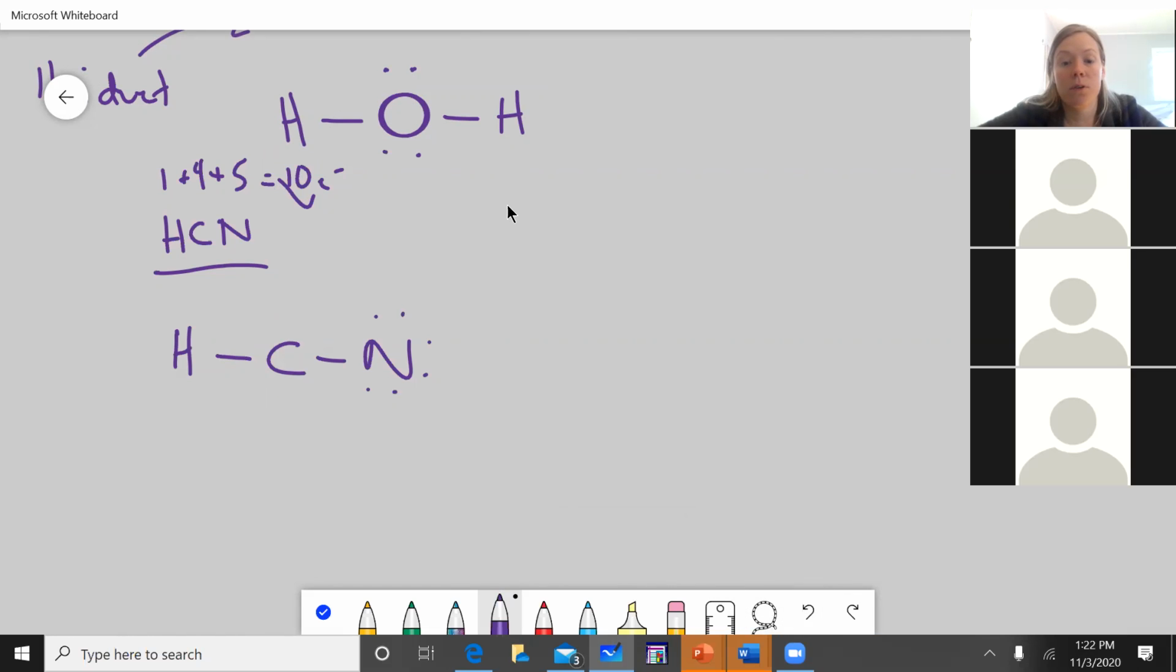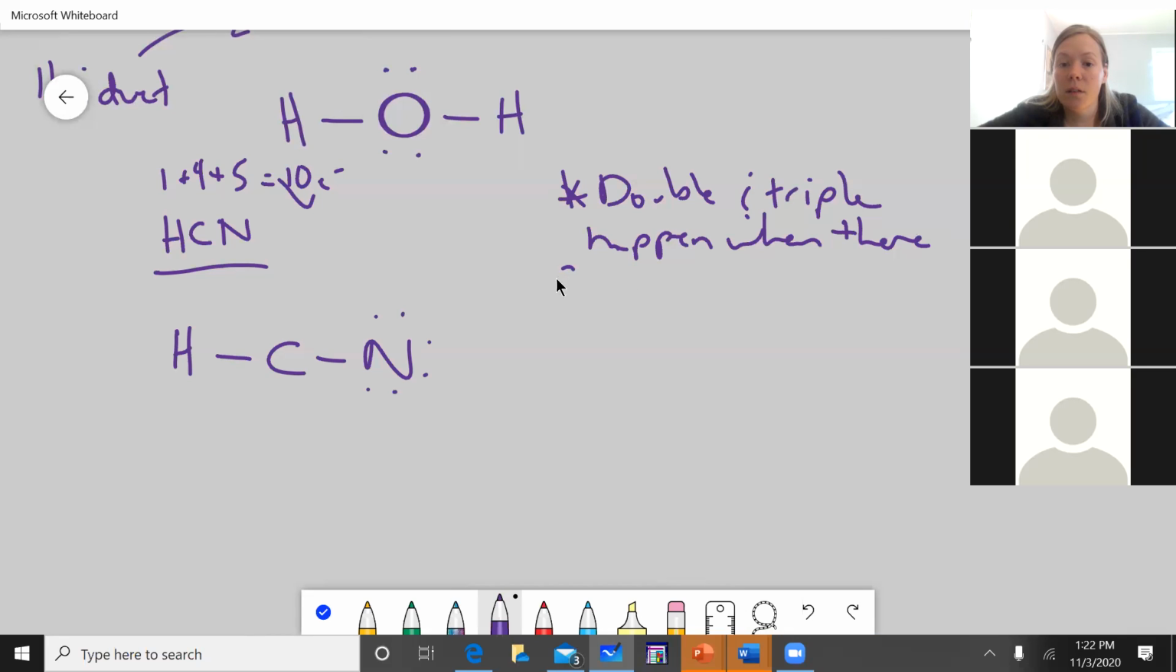All right, so if you want to put in your notes somewhere, double and triple bonds happen when there are not enough electrons to satisfy the central atom.